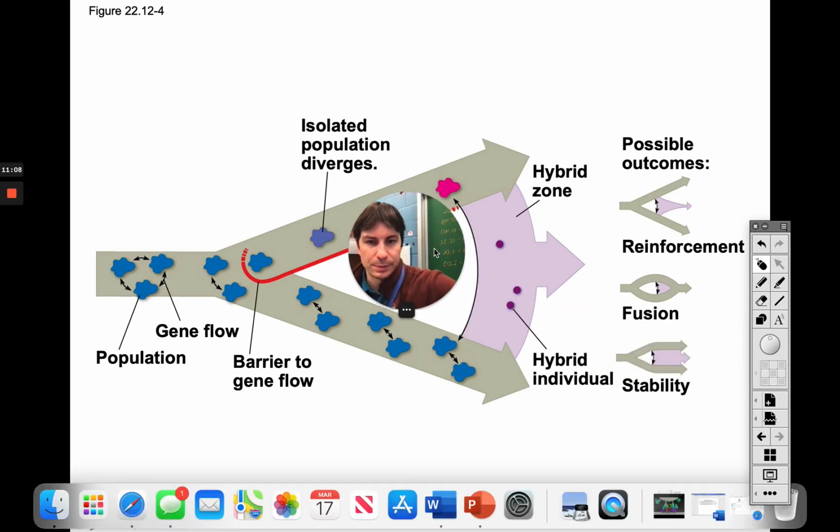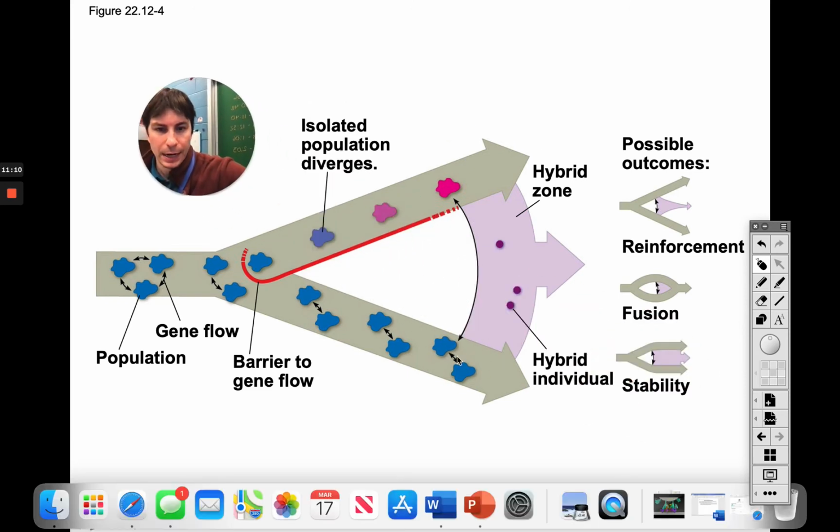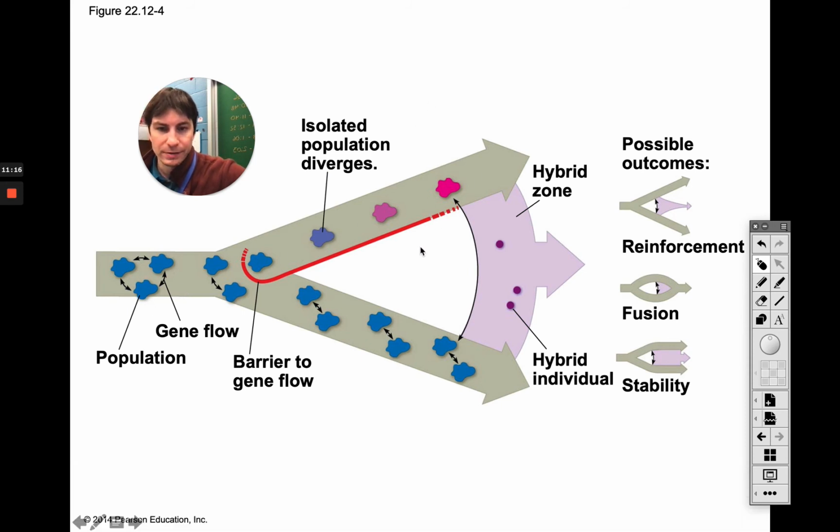All right, and here's just a picture of what we went over there. We have originally a population. They went through divergent evolution, became two different species, but now these two different species are meeting in this hybrid zone where they can once again mate. All right, and here's, like I said, our possible outcomes there.